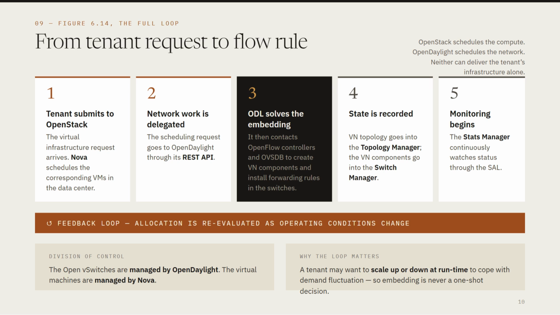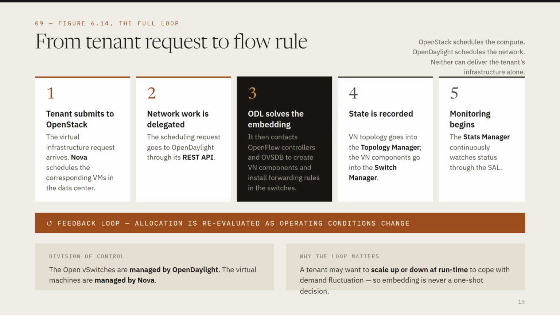Step 1. The tenant submits the request to OpenStack. The virtual infrastructure request arrives and Nova, OpenStack's compute service, schedules the corresponding virtual machines in the data center. Step 2. The network portion of the work is delegated. The scheduling request is sent to OpenDaylight through its REST API. Step 3. OpenDaylight solves the embedding problem. It then uses OpenFlow controllers and the OVSDB protocol to create the virtual network components and install the necessary forwarding rules in the switches.